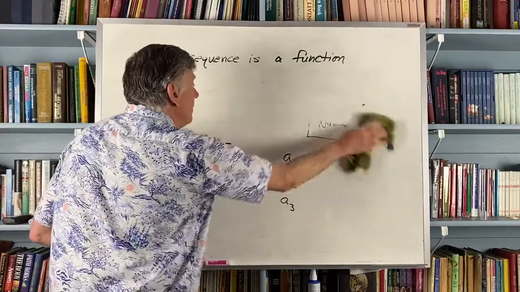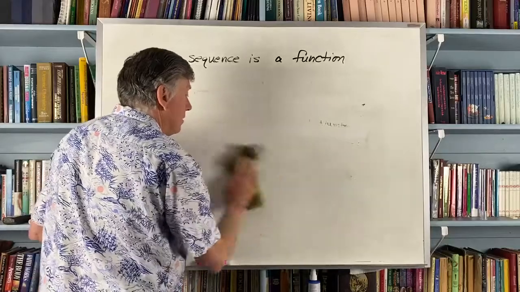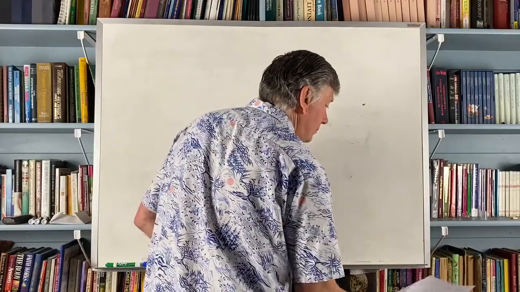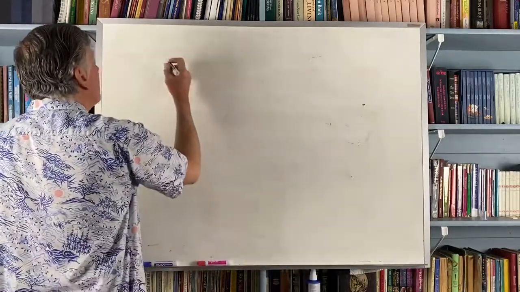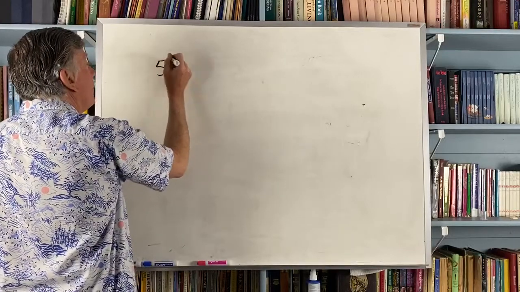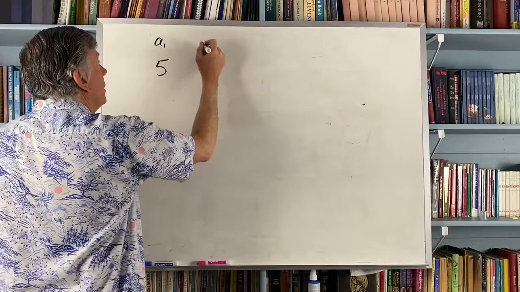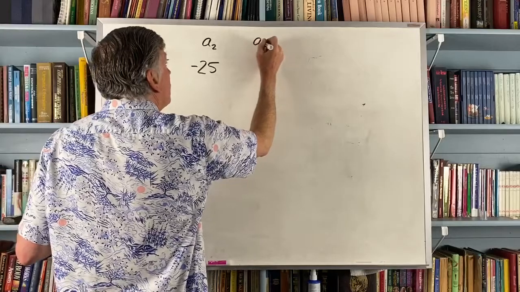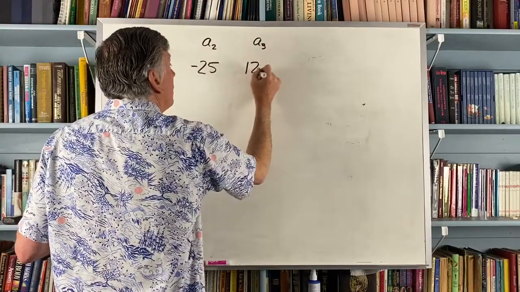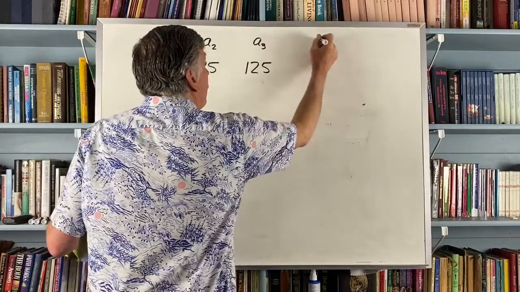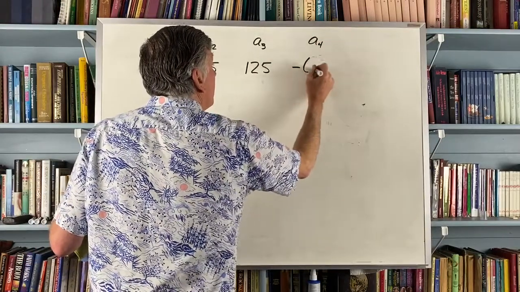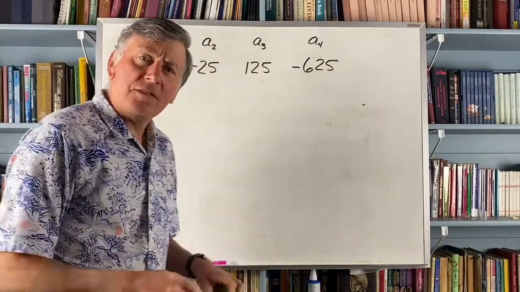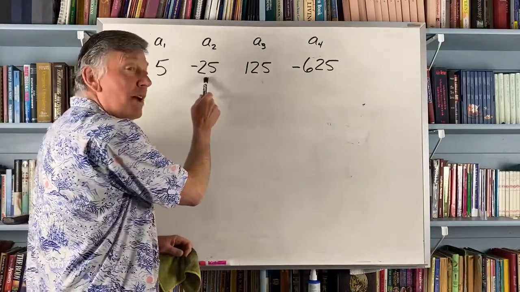So, let's look at the sequence right here. I'll start with 5. That's my first term. My second term is going to be negative 25. My third term is going to be positive 125. My fourth term is going to be negative 625. You probably see the pattern. Each time we multiply by 5.